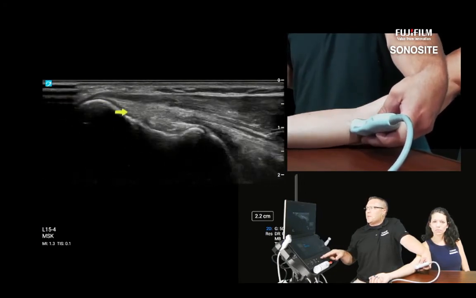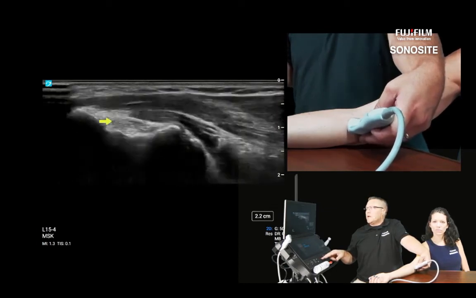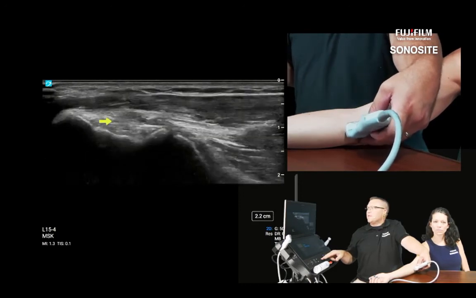I'm not seeing any here, but that may change when we switch over to the 19. And then while I have this transducer here, what I'm going to do is just show you that pivot that takes place to see the UCL.